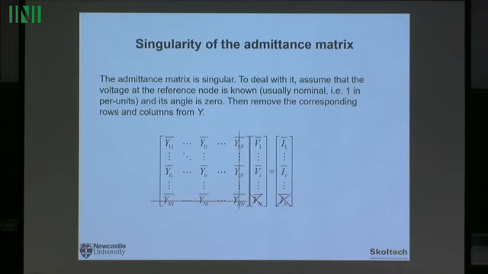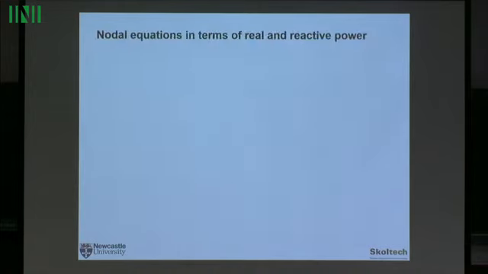The admittance matrix is singular. You can easily prove it. One way of dealing with it is to assume that the voltage at the reference node is known, usually nominal, and the angle is 0. It means we can neglect one row and one column. We forget about this one, we forget about this one, and that removes the singularity of the admittance matrix.